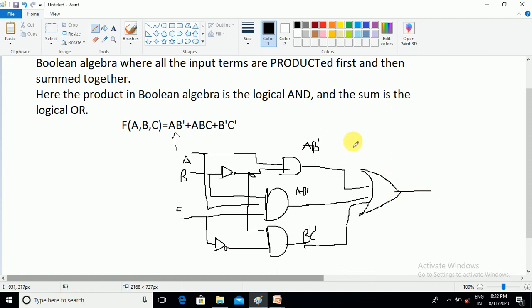Now the entire function output will be, after summing these three signals, a b dash, a b c and a b dash c dash. So in this way the product terms are summed to each other by passing through the OR gate at the end. Now the function will be a sum of product terms.